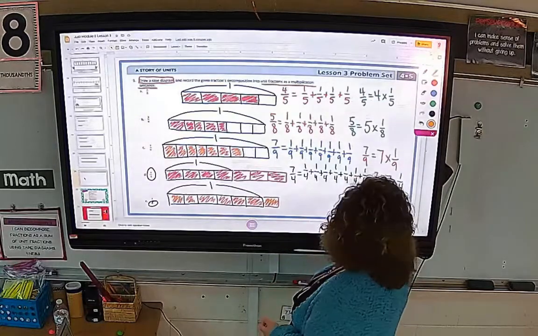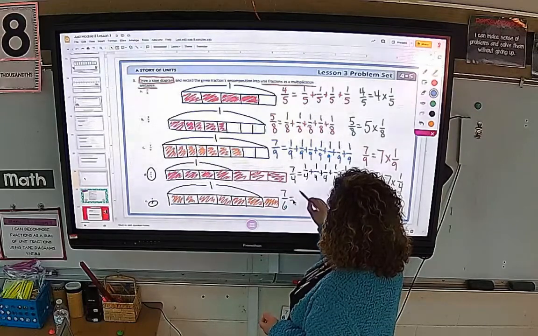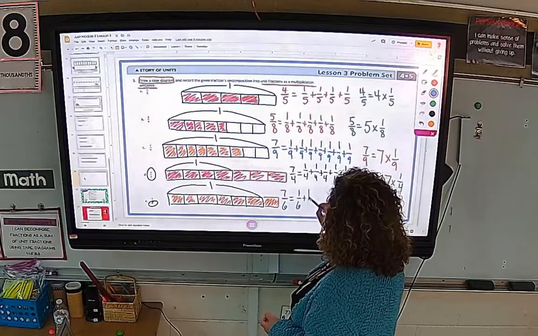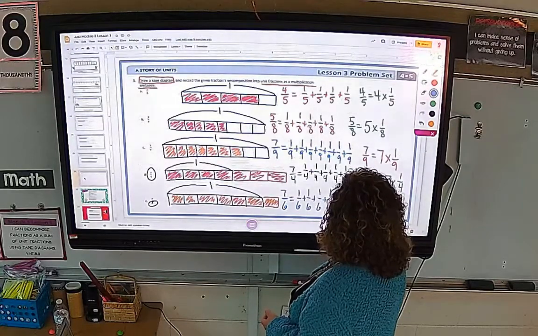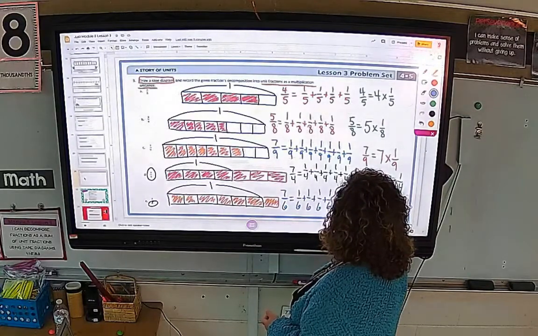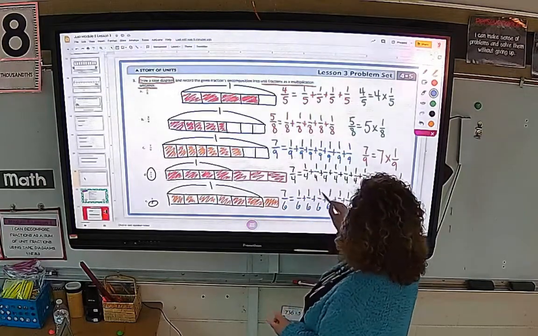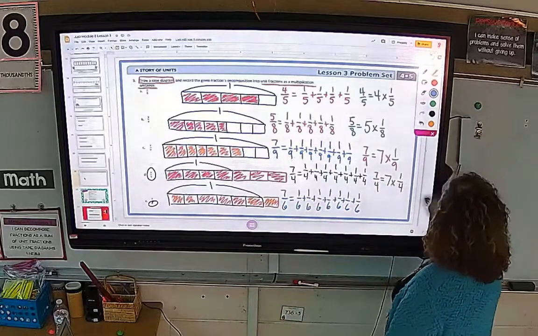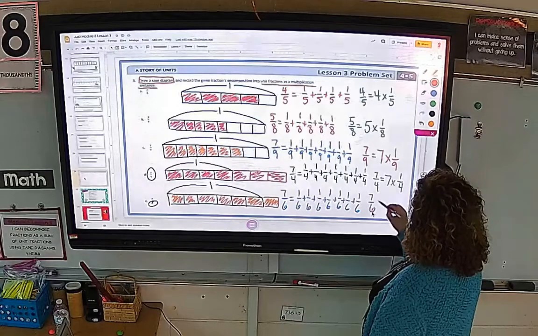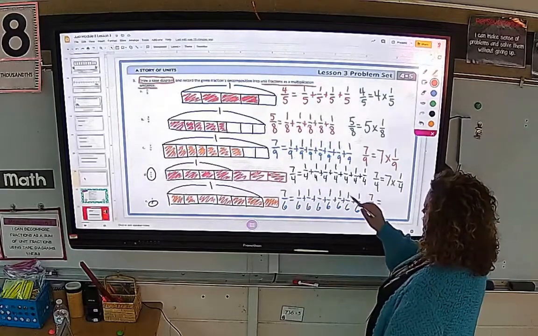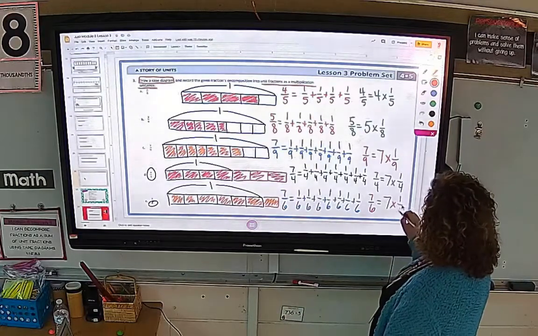Okay, so 7/6 is equal to 1/6 plus 1/6 plus 1/6 plus 1/6 plus 1/6 plus 1/6 plus 1/6. 1, 2, 3, 4, 5, 6, and 7. Okay. Now, changing that to multiplication, 7/6 is equal to 1, 2, 3, 4, 5, 6, 7 times 1/6.